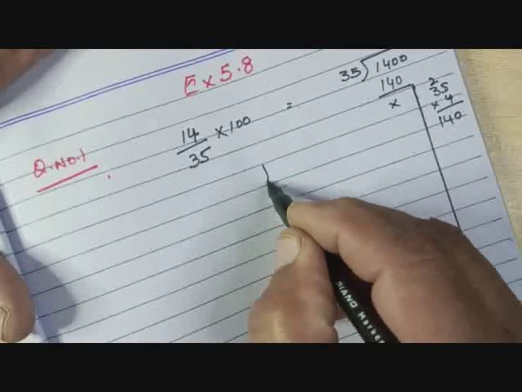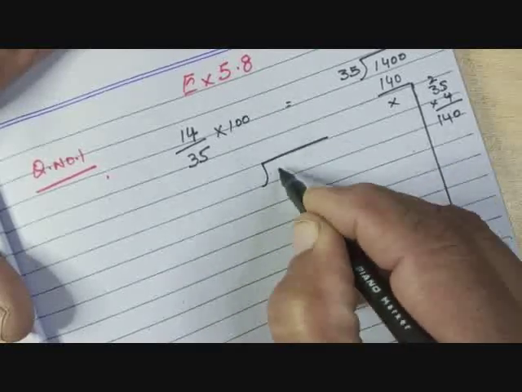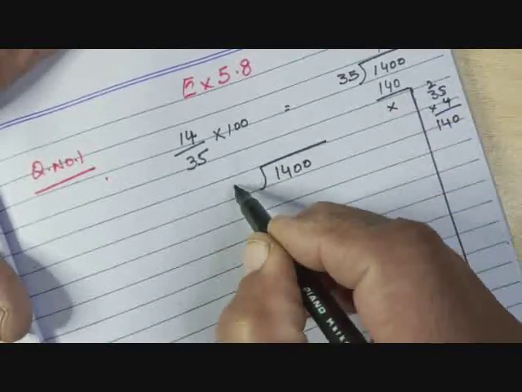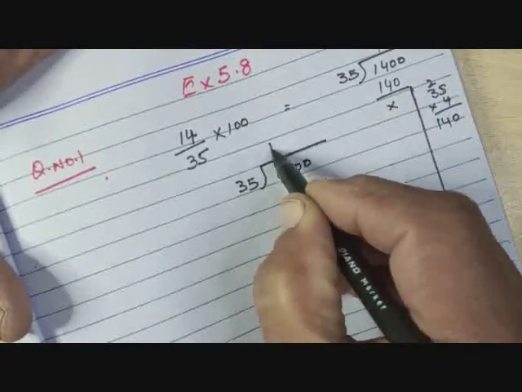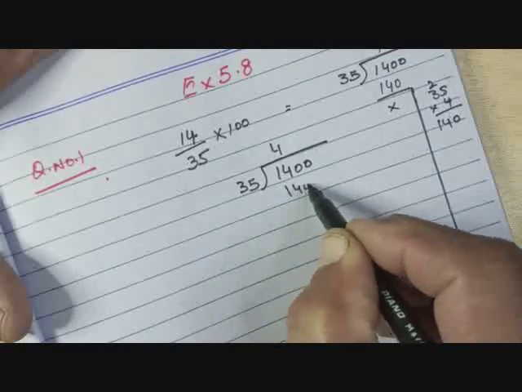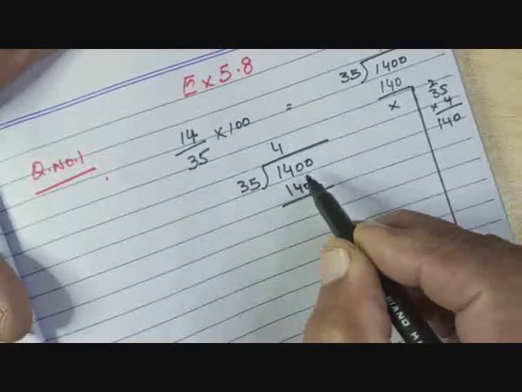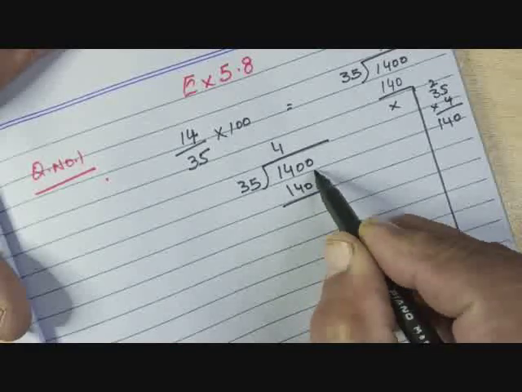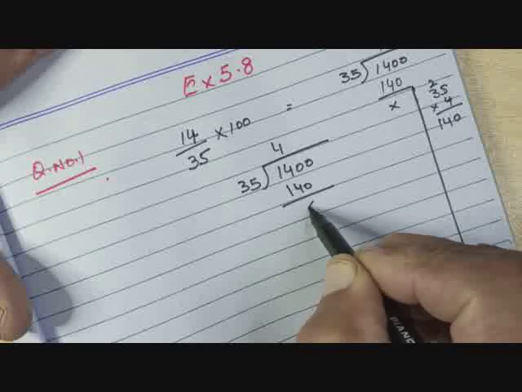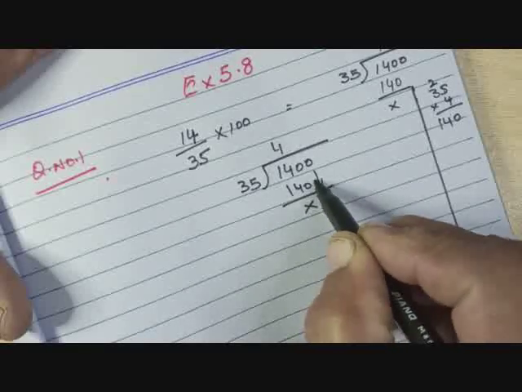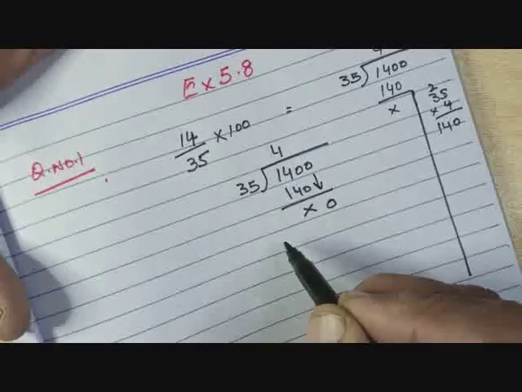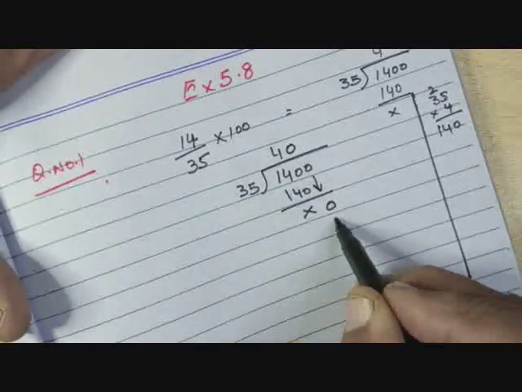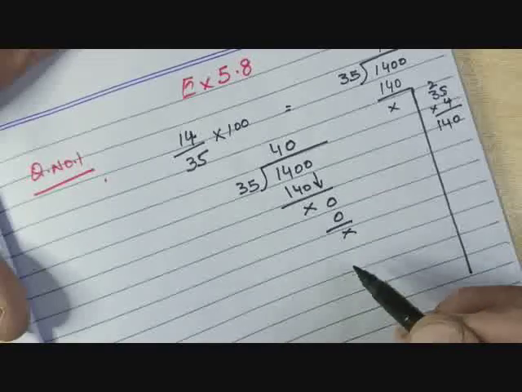So let me do it in a more spacious place. It is 1400. We have already done it with 4, so it has become 140. You see that our first 0 has been consumed. Now this 0 is left over here, so we'll bring this 0 down. 35 zero times is 0, and this is all over.